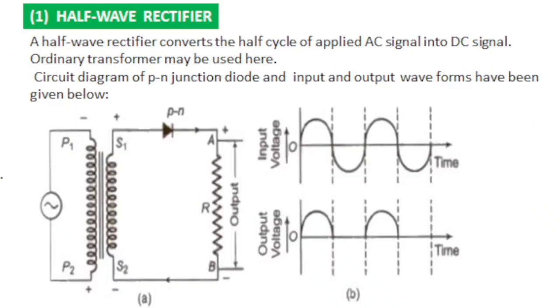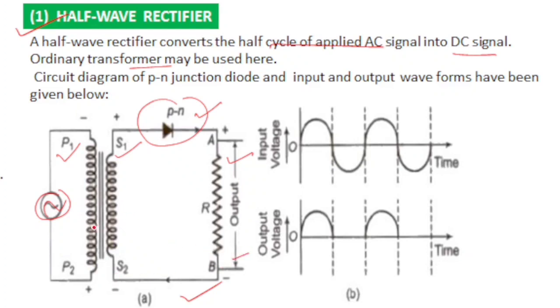So first, what is this half wave rectifier? Half wave rectifier means it converts the half cycle of applied AC into DC signal, and for this one an ordinary transformer is used. This is the circuit diagram of half wave rectifier. This one is the primary of the transformer, and this is the secondary of the transformer. Here the AC input signal is given to the primary, and here a PN junction diode is used. Only one diode is used in case of half wave rectifier, and output is obtained across this end and this end of the secondary of the transformer.